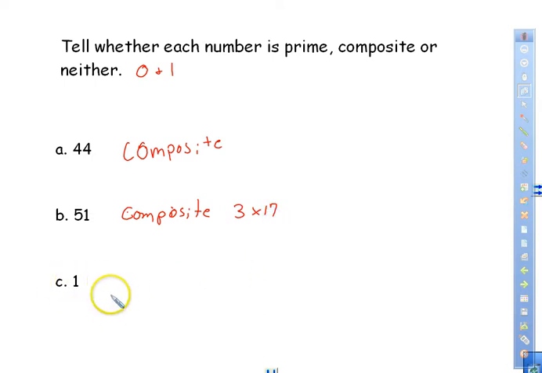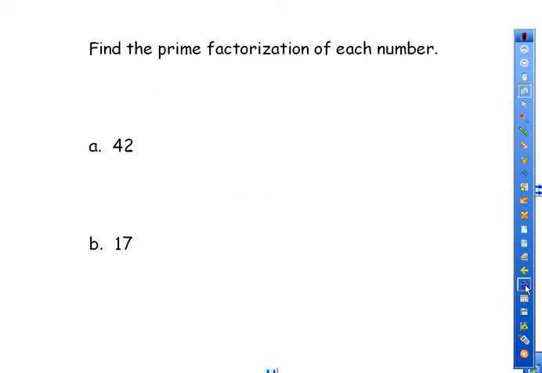And then my number 1, it is neither. Okay, it is neither because the only factor of 1 is 1. 0, there are infinite numbers of factors for that.